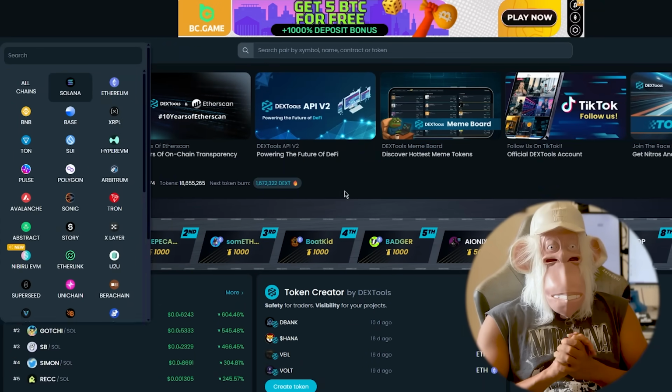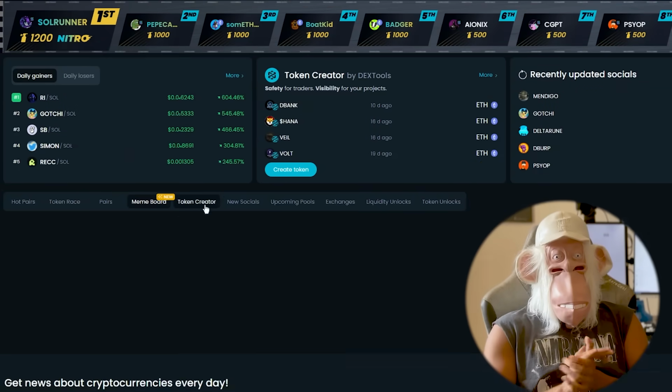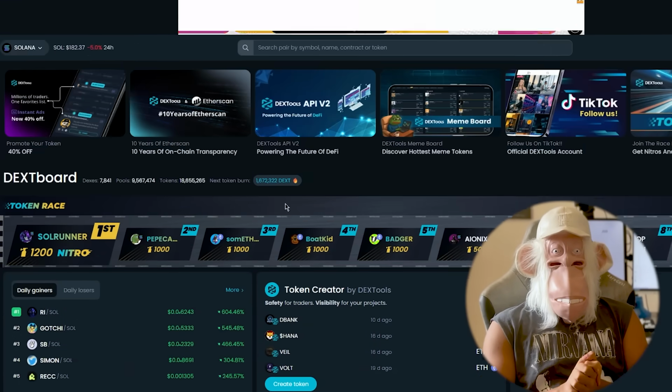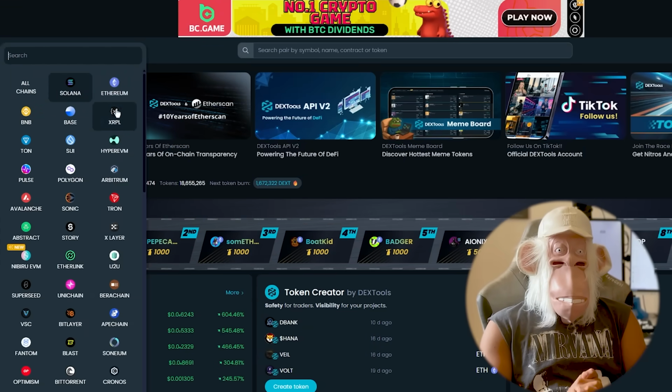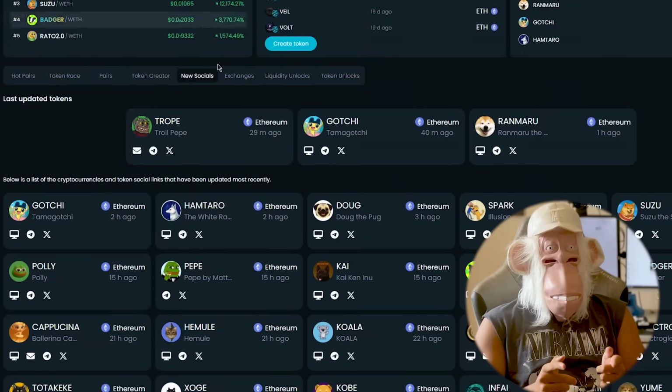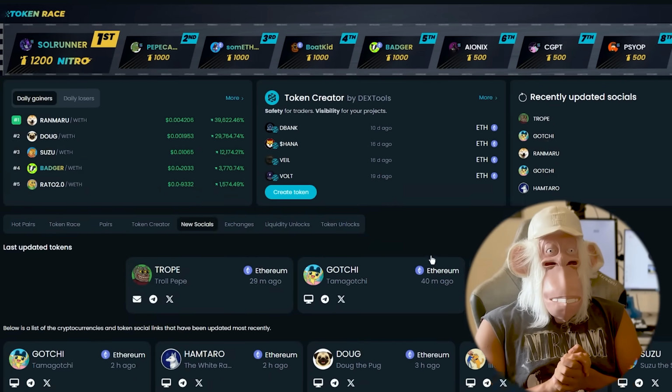Step 2. Check the pairs. On the left side, you'll see the pairs section. This is where new tokens get listed. You can filter by chain, for example, Ethereum, BSC, or Arbitrum. If you're looking for the newest tokens, click on New Pairs.